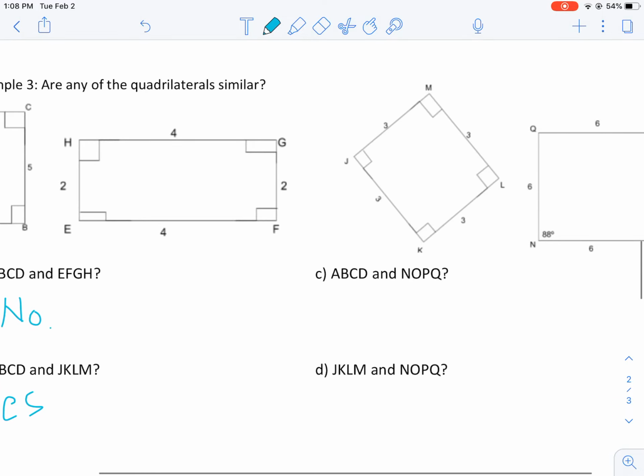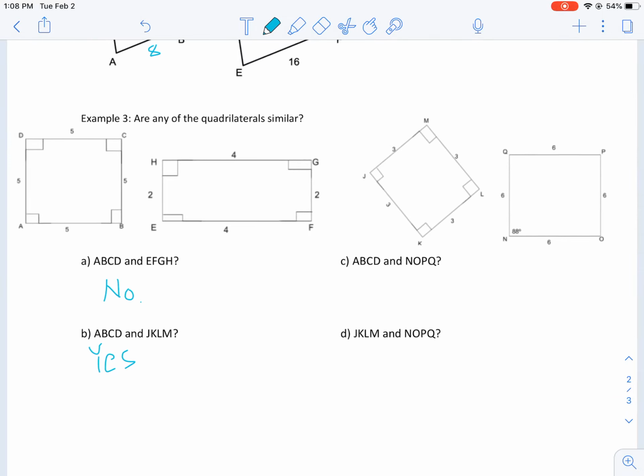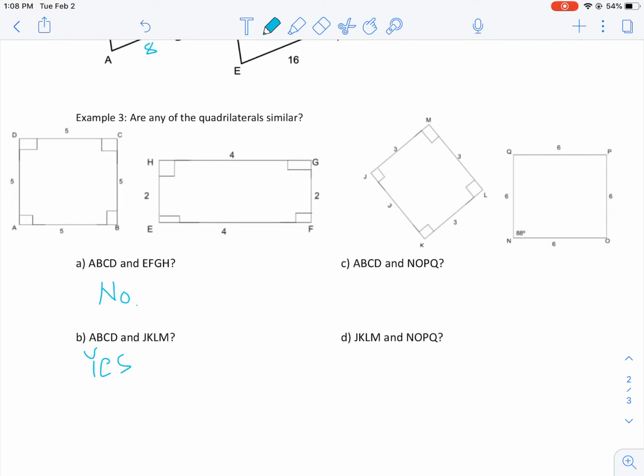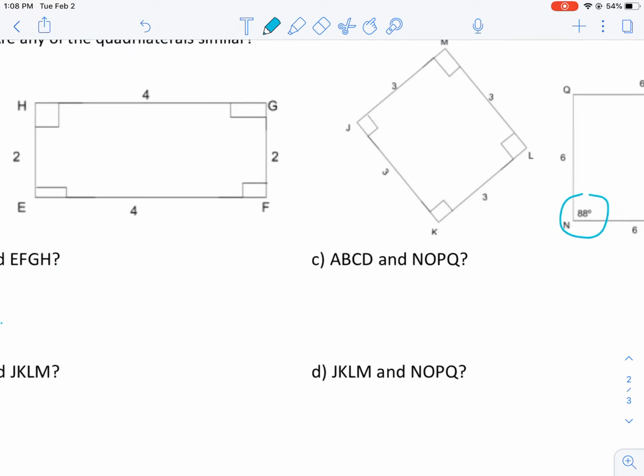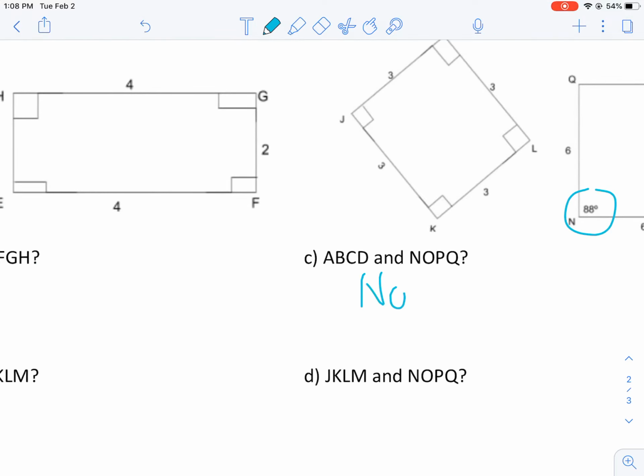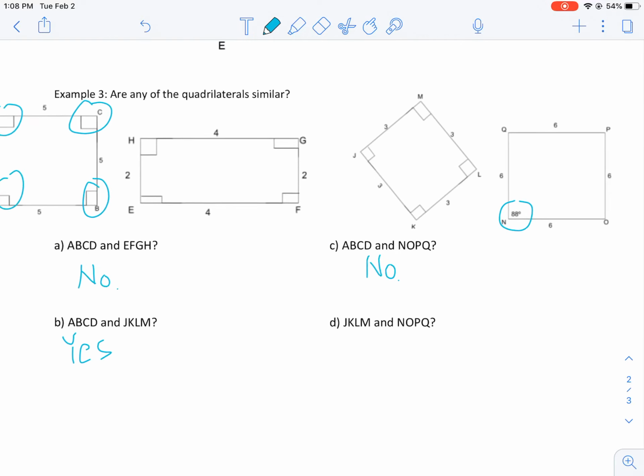What about A, B, C, D, and N, O, P, Q? So now we've got to look at the first and the fourth. Okay. So again, check the angles. Here we have 4 right angles. Here, though, this is an angle of 88 degrees. That means the corresponding angles aren't congruent. So we don't even need to check the side lengths. This one's already going to be no. Okay.